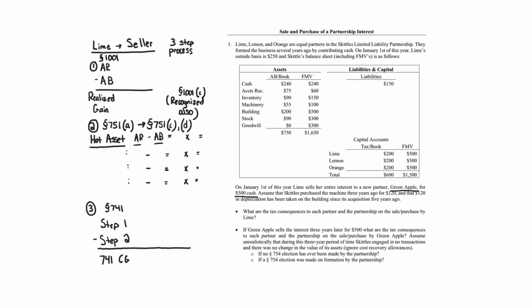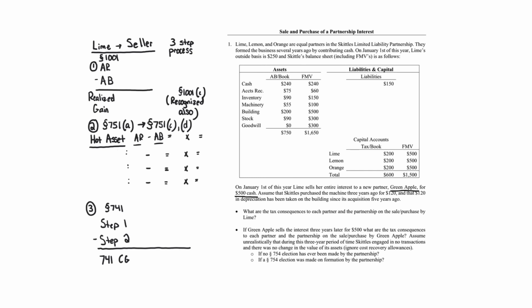There's 3 steps. The first step is we go to section 1001 because we have a sale of a piece of property, right? Partnership interest is property. We calculate the amount realized minus the adjusted basis to give us the realized gain. And then under section 1001(c), because we're receiving cash, it's going to be all recognized because there's no non-recognition rule that applies whenever you receive all cash.